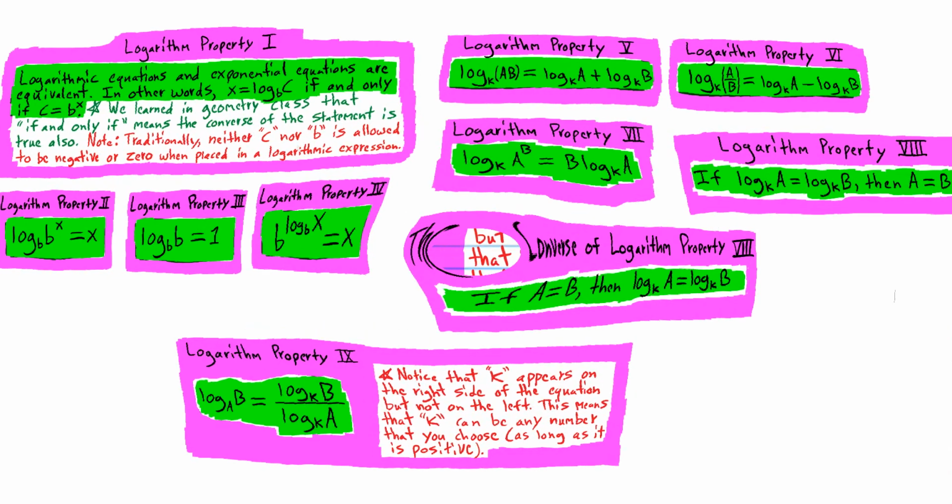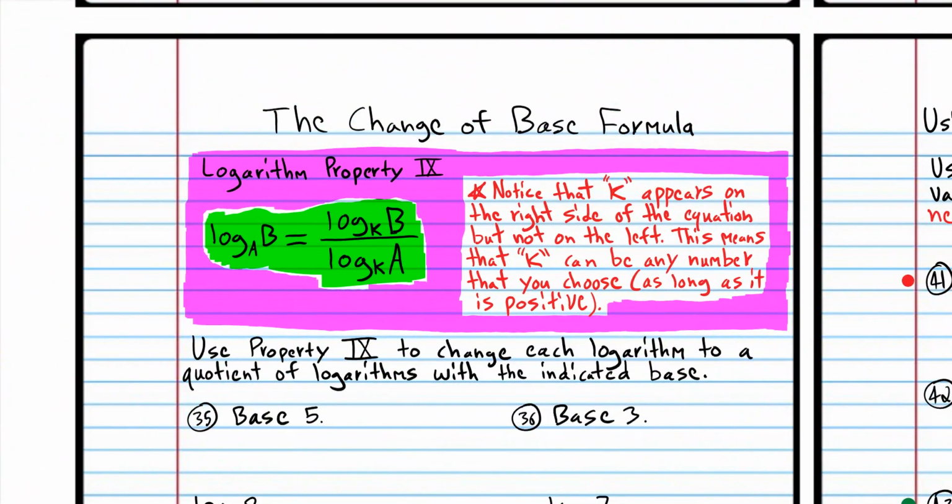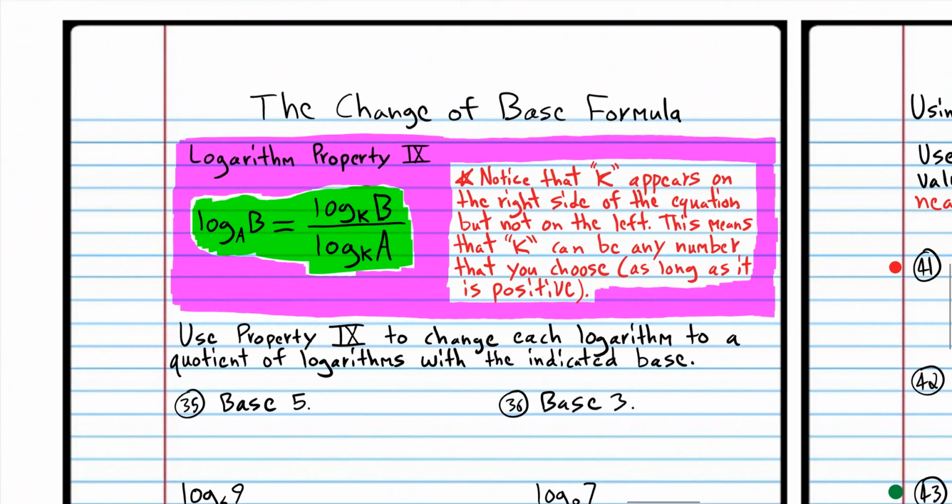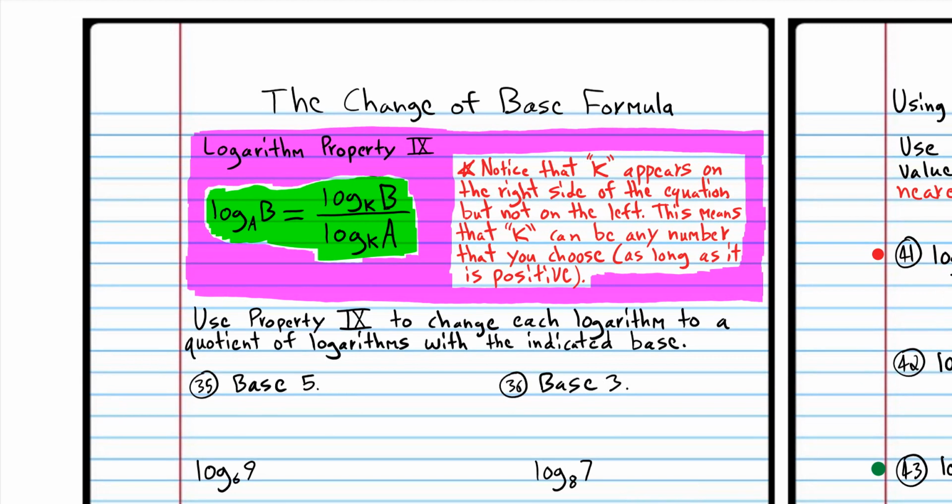Change of base is not really as important as it used to be, because it used to be that calculators were not able to find the values of any kind of logarithm with any base. It used to be that calculators would only be programmed with base 10 capability or base E capability, and so this formula was used very, very frequently because it's used to change the base of the logarithm.